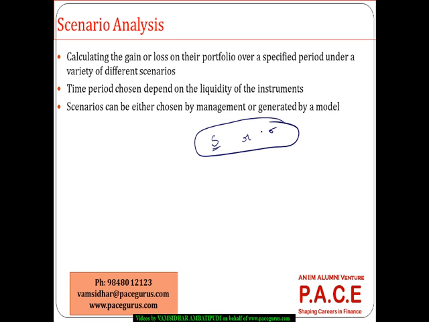But before we do anything further, it's better that with the model that we have created, we create different plausible scenarios and use all those plausible scenarios to evaluate to what extent there could be a gain or loss in the overall position.